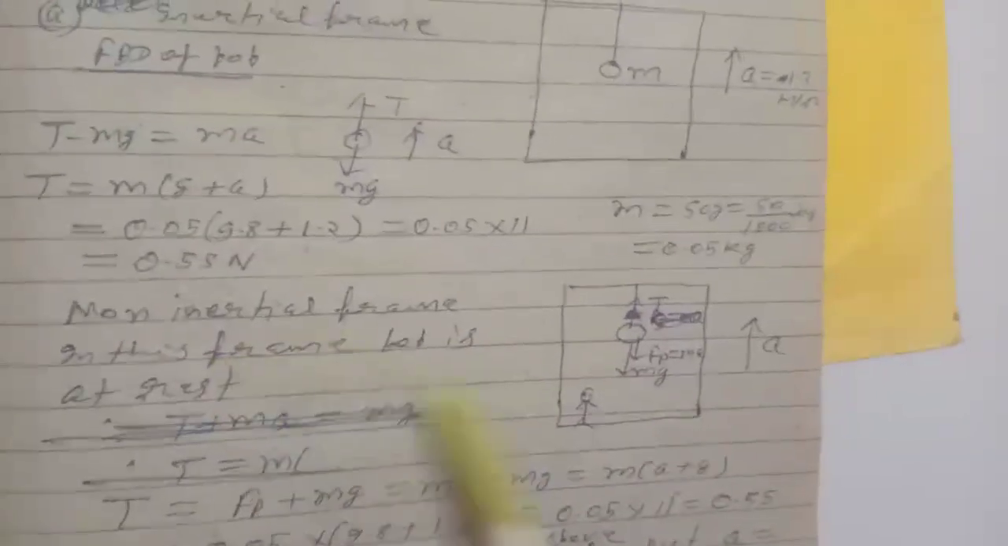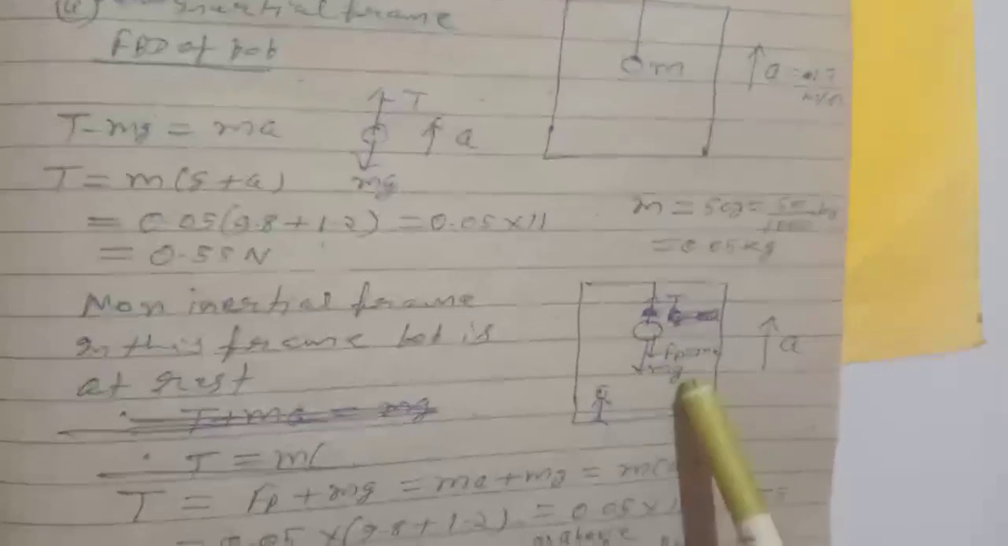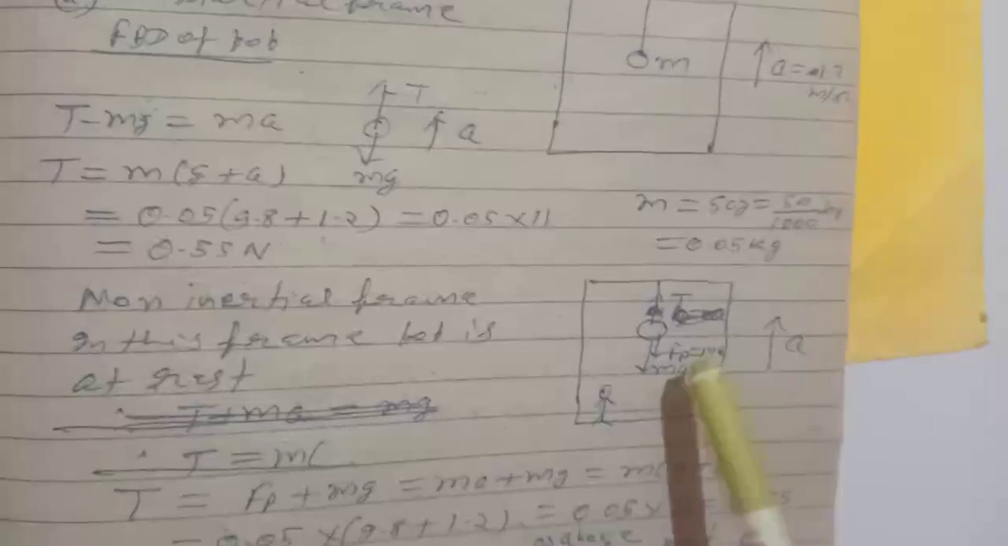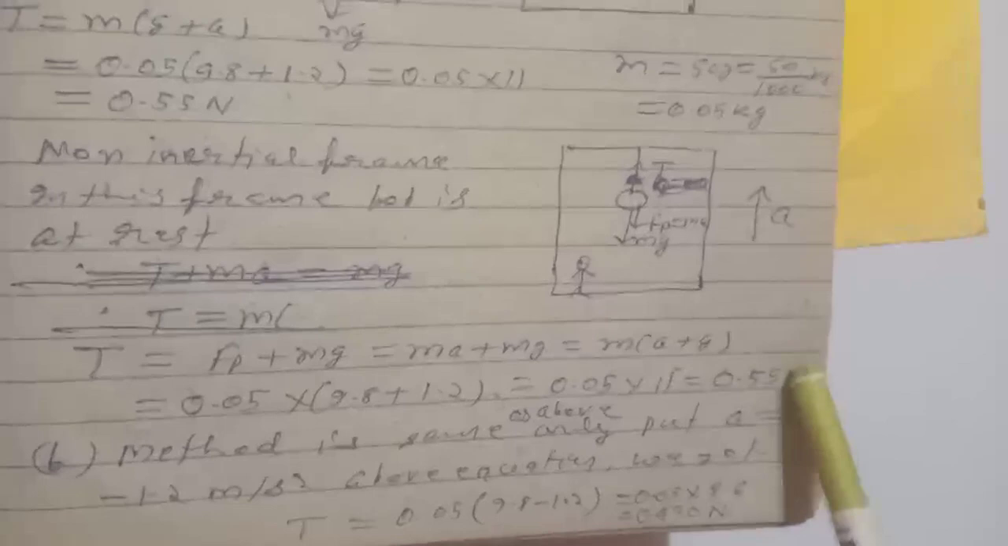Now from the non-inertial frame, that is an observer seeing the bob from the lift, because the lift is non-inertial, we have to make it inertial, so we apply a pseudo force in the downward direction. In this frame the bob is at rest, so from the free body diagram shown here we can write T equals Fp plus mg, or m into (a plus g). Solving, we get 0.55 Newton, same as above.